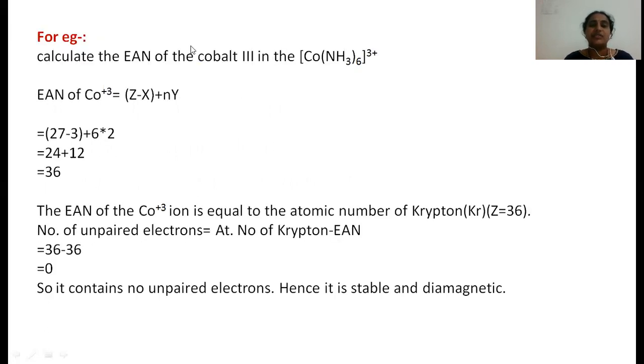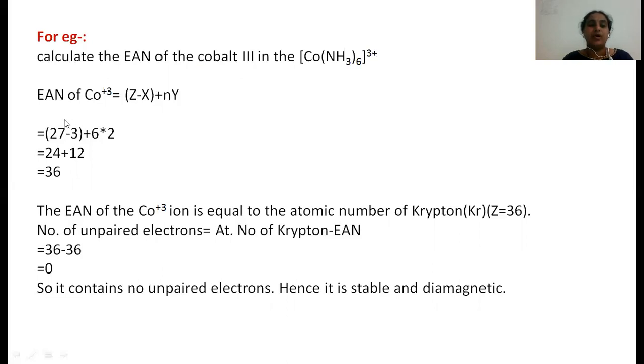For example, take the complex hexaamminecobalt. In this complex, this is the metal, this is the ligand, and this is the coordination number. The metal atomic number is 27, and ammonia is a neutral ligand. Whatever charge is present on the sphere equals the metal oxidation number. So this complex's oxidation number is +3.